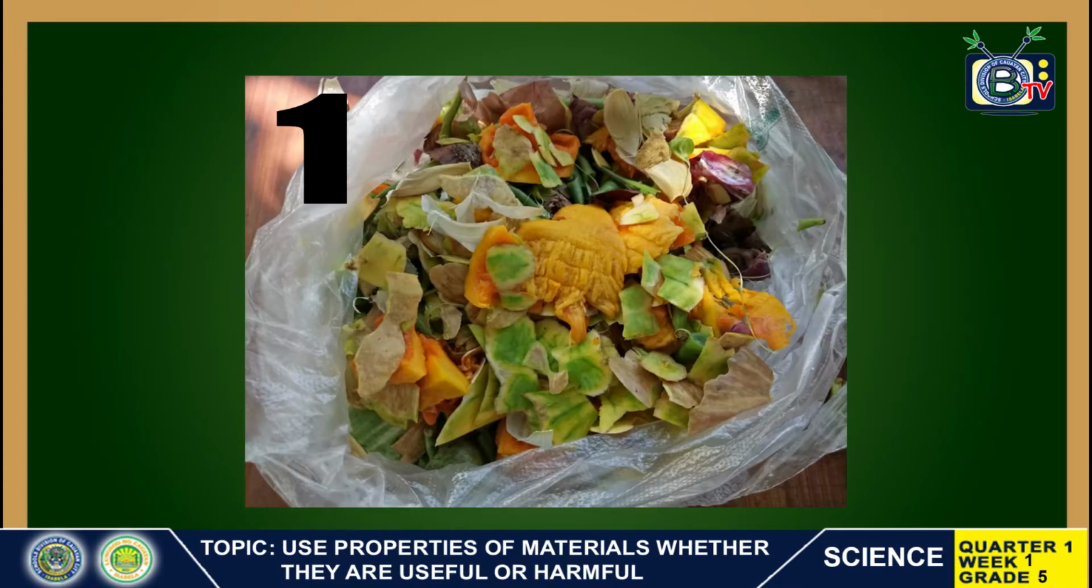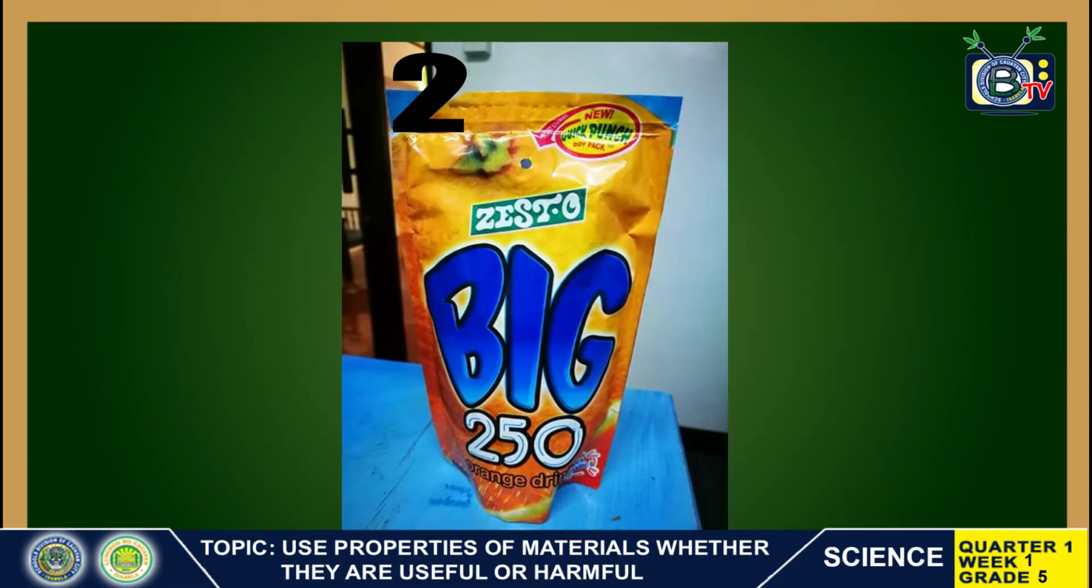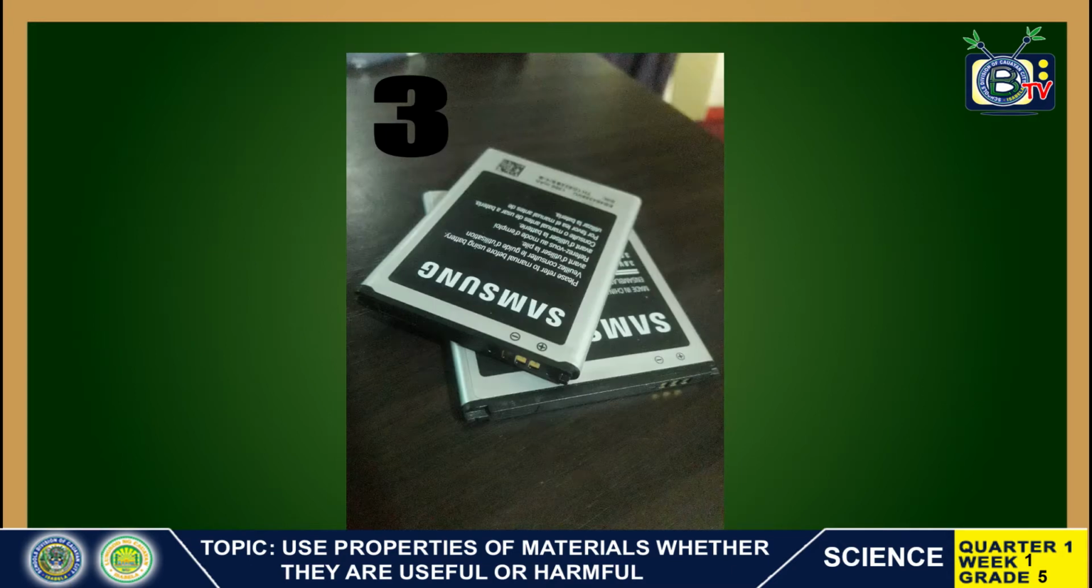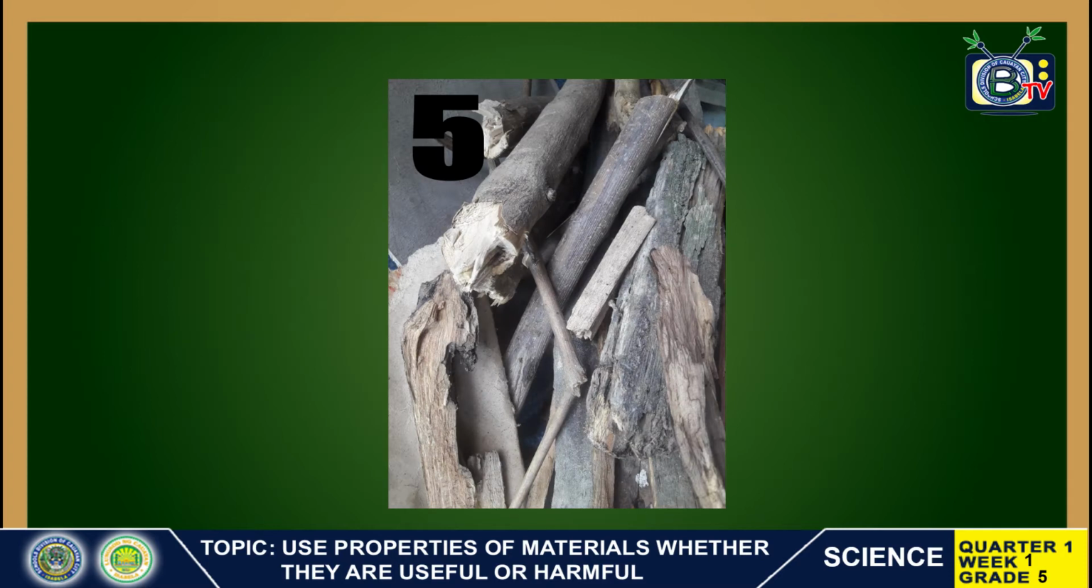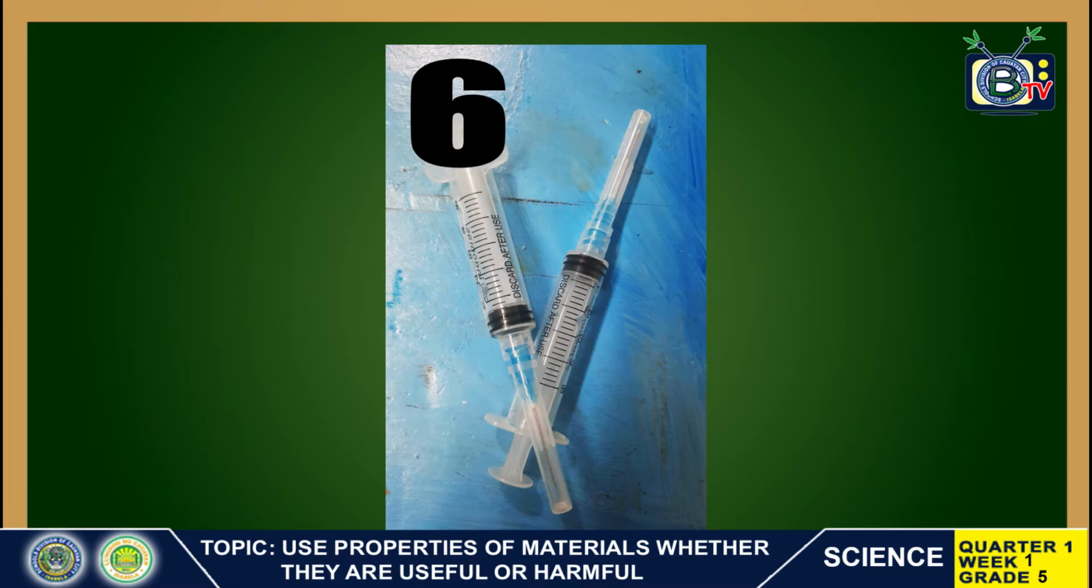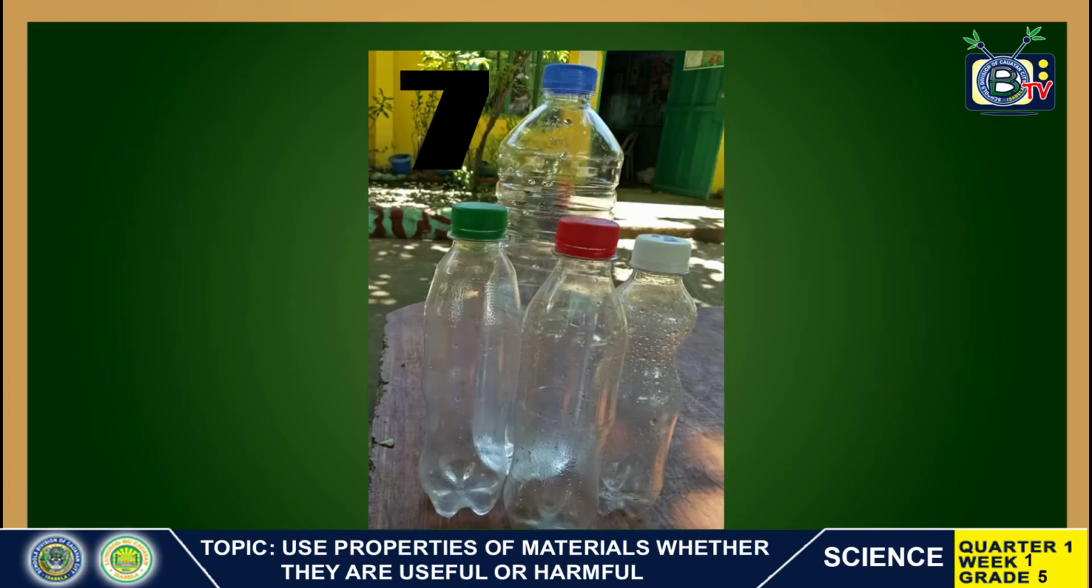These are the materials. Number 1, food waste. Number 2, Tetra Paks. Number 3, mobile phone batteries. Number 4, leaves. Number 5, pieces of wood. Number 6, medical waste. Number 7, plastic bottles.